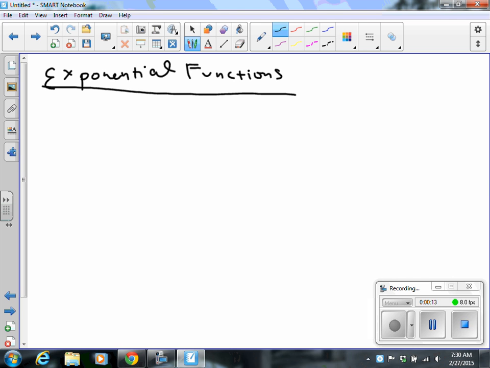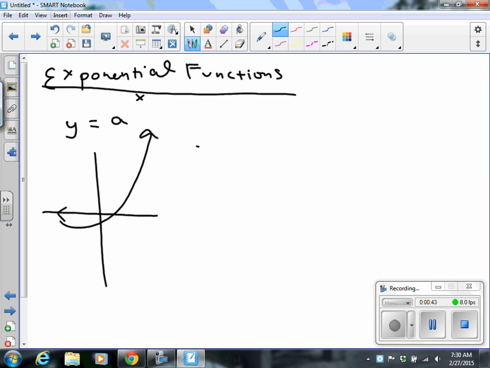Exponential functions. An exponential function is in the form of y equals some number to the power of x. So our graph is going to grow exponentially. Exponentially is kind of like a parabola, but it's going to flatten out on one end.